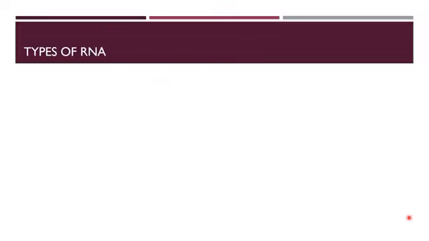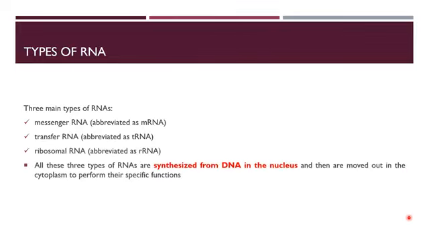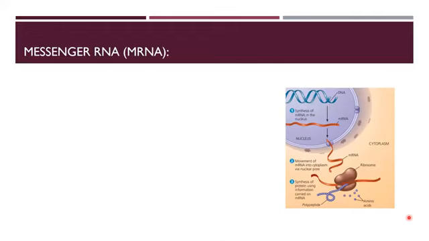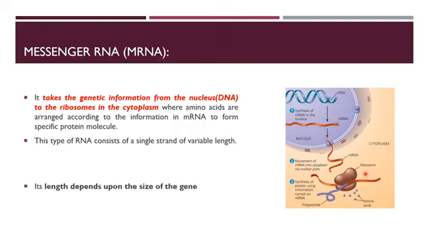There are three types of RNA: messenger RNA, transfer RNA, and ribosomal RNA. They are synthesized in the nucleus from the DNA by the process of transcription. First of all, the messenger RNA. On the DNA, one gene is transcribed in the form of messenger RNA, so it will carry the information of one gene from the DNA to the cytoplasm. The length of this messenger RNA depends upon the length of the gene.